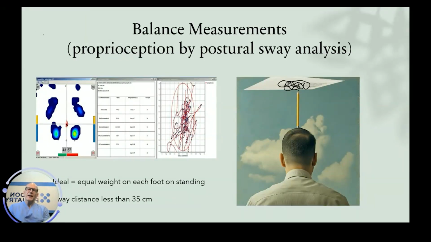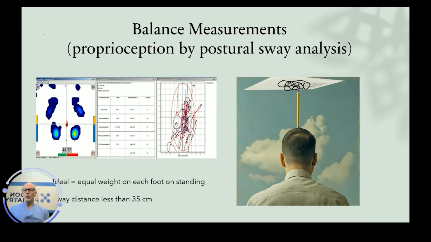Another thing we look at is the proprioceptive capabilities of the patient. And we measure this by something called postural sway. So when you stand still, you will sway a bit. Now, if you can imagine this chap with the pencil sticking out of his head, even when he's standing still, he's going to create a squiggle on that piece of paper. We can measure the area of that squiggle, we can measure the length of that squiggle, and by doing that we can determine whether the movement is excessive.